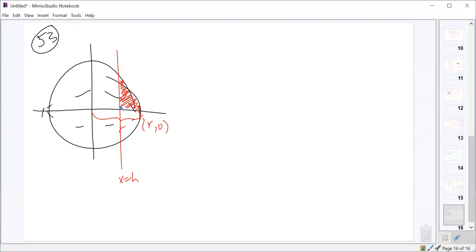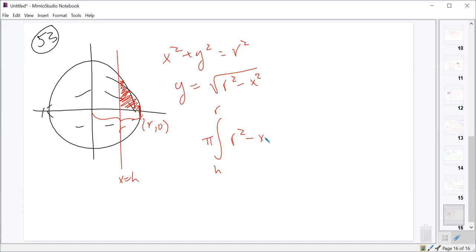So if I were to do that, I would need to have the equation of this circle that I'm rotating, or the semicircle that I'm rotating around. And a circle has an equation of x squared plus y squared equals r squared. So y should be equal to the square root of r squared minus x squared. And so this should be an integral from h to r, pi times the radius, which is the y value, squared. So r squared minus x squared dx. And did they just leave it like that, or do we got to evaluate it? So does that make sense? That setup makes sense to everybody?